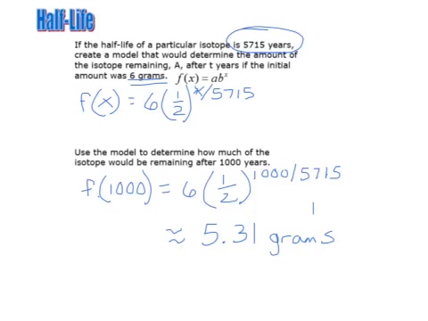5,715 years, it should cut in half down to 3 grams. So 1,000 years, we're about 20% of the way through. We should have reduced just slightly. Keep in mind it's multiplicative, so it's not an easy number to estimate, but we can get a pretty good feel to see if that's reasonable or not.